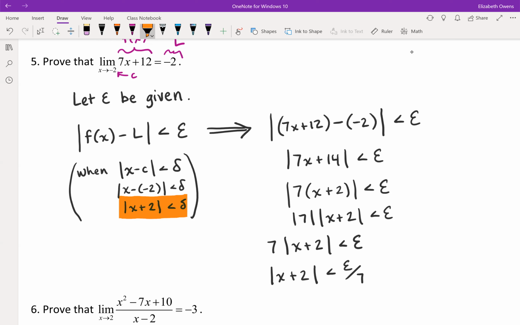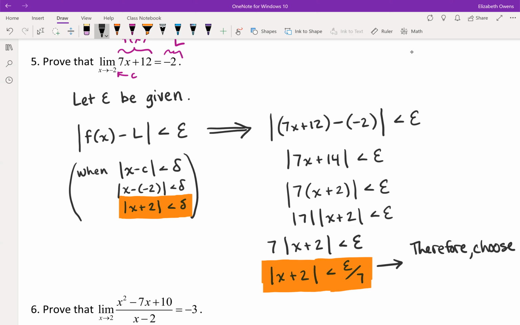Notice, the absolute value of x plus 2 is less than delta. The absolute value of x plus 2 is less than, and so this is delta, epsilon over 7. So to finish things off, therefore, we want to choose the right delta to go with an epsilon. We want to choose delta equals epsilon over 7. End of proof.